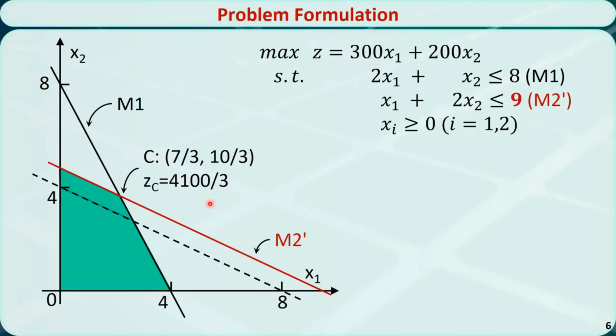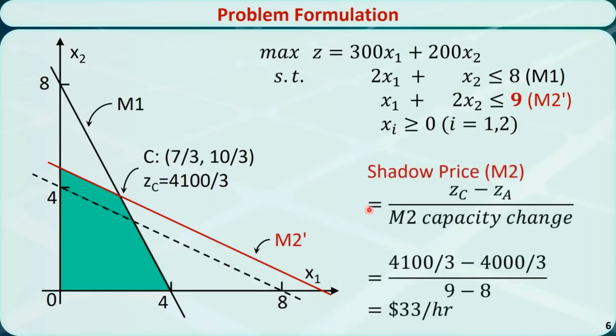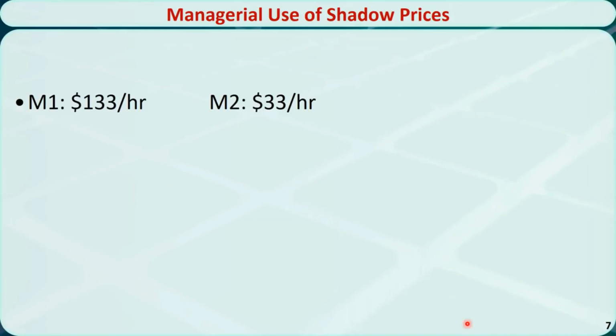The shadow price of machine 2 is the new z-value minus the old z-value divided by machine 2's capacity change. So the shadow price of machine 2 is $33 per hour. It means each hour increase on machine 2 will bring in $33 more profit. Now we have the shadow prices of these two machines. Based on these shadow prices, let's answer these questions.